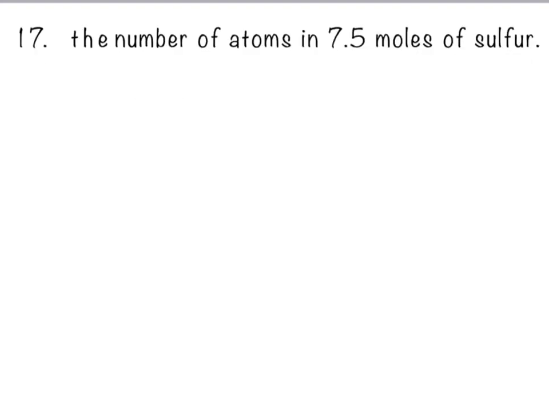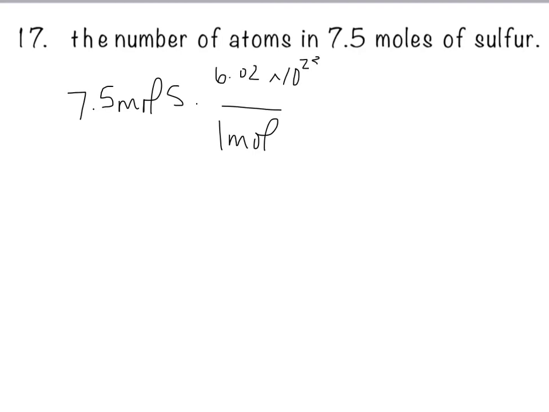In this example, we're counting the number of atoms in 7.5 moles of sulfur. So 7.5 moles of sulfur, well, I know that in every 1 mole there are 6.02 times 10 to the 23rd atoms. Moles cancel. I take 7.5 times 6.02 EE 23, and my calculator is going to report with 2 sig figs 4.5 times 10 to the 24th atoms.